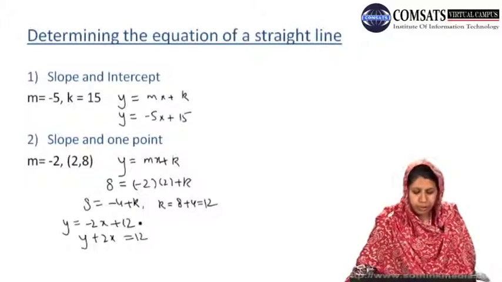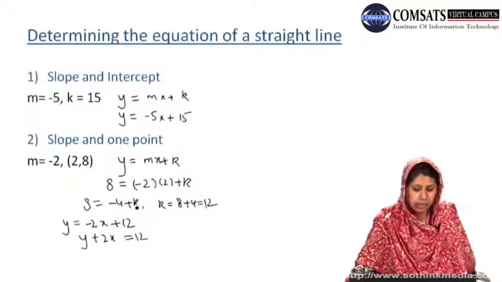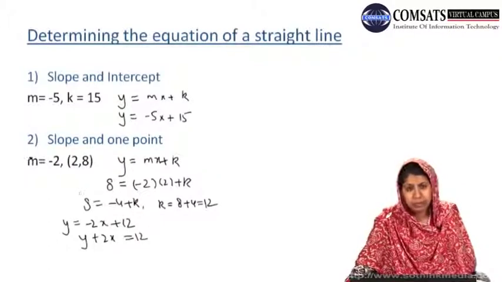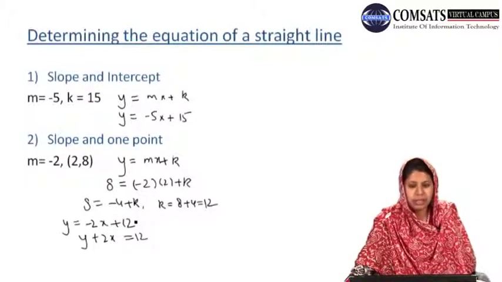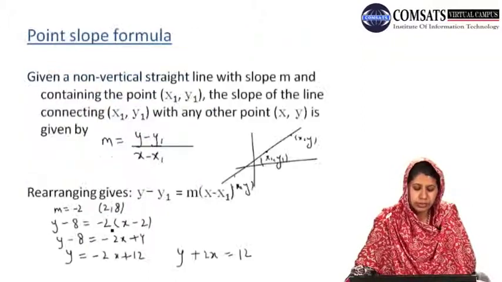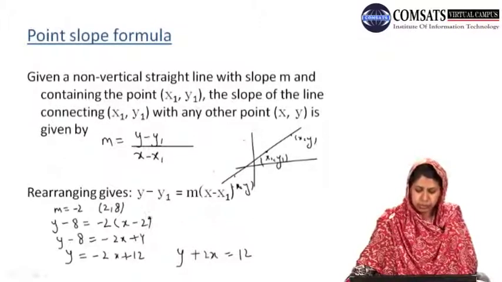So if we are given a slope and a point, we have two methods to find the equation of a line. One method is to put all the values in our standard equation, y is equals to mx plus k. From there we will find the value of k, that is the y-intercept, and putting the values of m and k in our equation, we obtain the equation of a line. Or we can use the point slope formula, which is y minus y1 is equals to m into x minus x1. Putting the value of m and the point x1, y1 in the equation, we will obtain the equation of a line.